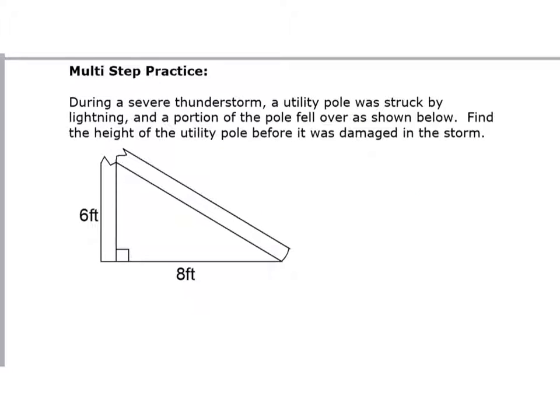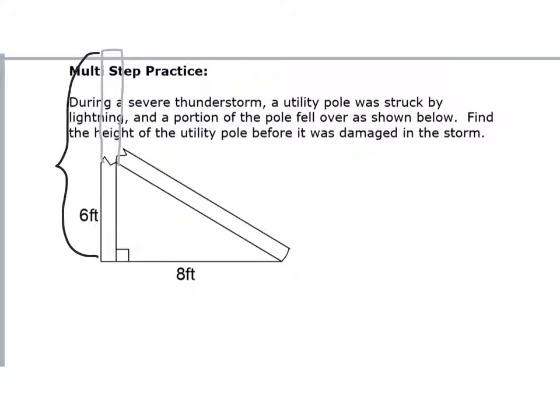All right, during a severe thunderstorm, a utility pole was struck by lightning, and a portion of the pole fell over as shown below. Find the height of the utility pole before it was damaged in the storm. So originally, my pole was standing nice and pretty and tall. But there was a storm, and so it fell over. I want to know, how tall was it originally? What was this original length? Okay, that's what it's asking me.